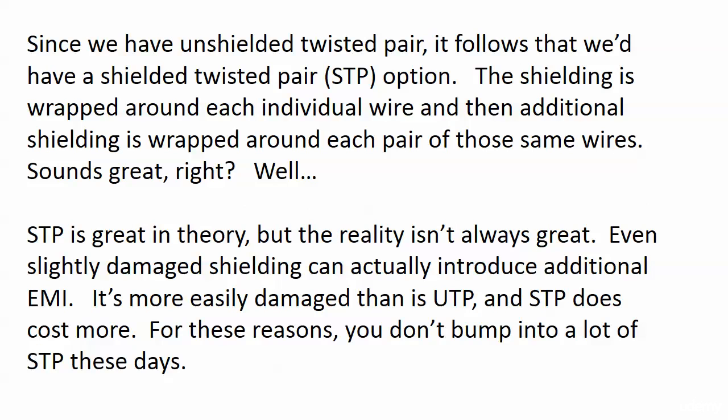Well, the second question I had, now that we've answered the twisted pair question, was: if it's unshielded twisted pair, why don't we have a shield on it? Does that mean that there's a shielded twisted pair option? And there is. Now, the shielding in STP, there's plenty of it, because the shielding is wrapped around each individual wire first. Then additional shielding is wrapped around each pair of those same wires. Hey, this sounds great. I mean, how could we not love that?